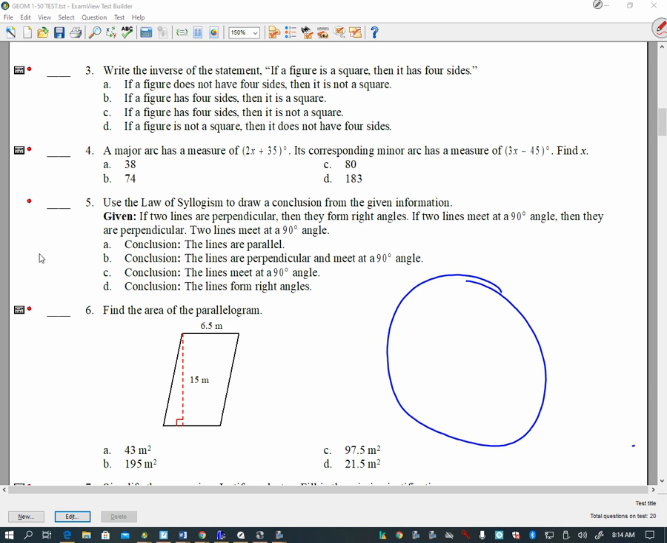Okay. A major arc is over half the circle. So, we had something like this. Let's say this is A, B, C. Major arc would be something like that, okay, where it's over half the circle. The corresponding minor arc here would be what?